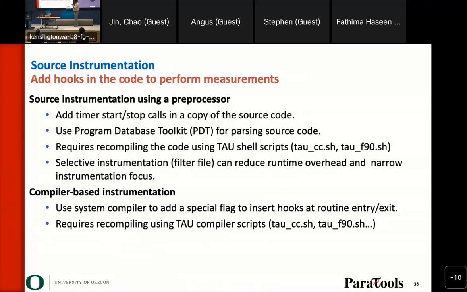We have support for adding hooks to your program using source code instrumentation, using a tool called Program Database Toolkit, where we can recompile the code and add hooks to your code. We also have a filter file that can reduce the runtime overhead, and you can use this filter file or selective instrumentation file to target certain code regions.